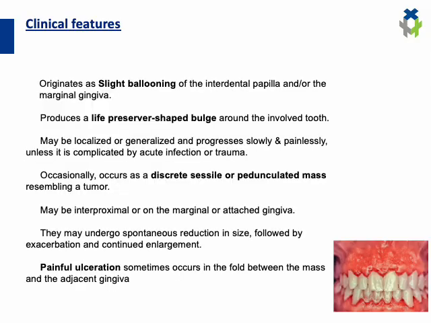orthodontic appliances. As for the clinical features of inflammatory gingival enlargement, it originates as a slight ballooning of the interdental papilla or the marginal gingiva, produces a life-preserver-shaped bulge around the involved tooth, and occasionally occurs as a diffuse sessile or pedunculated mass resembling a tumor. Painful ulceration sometimes occurs in the fold between the mass and the adjacent gingiva.